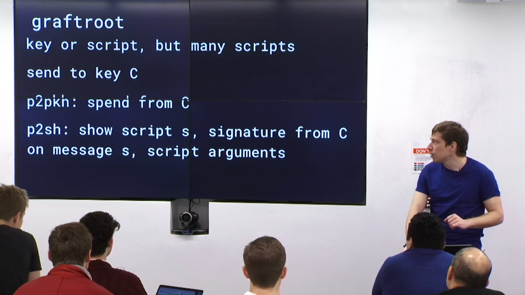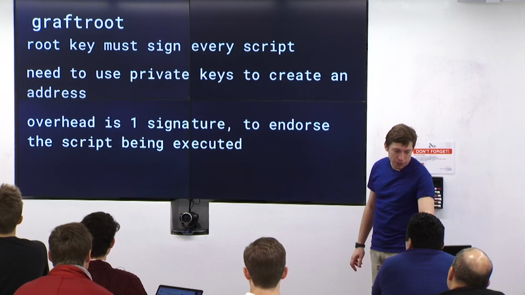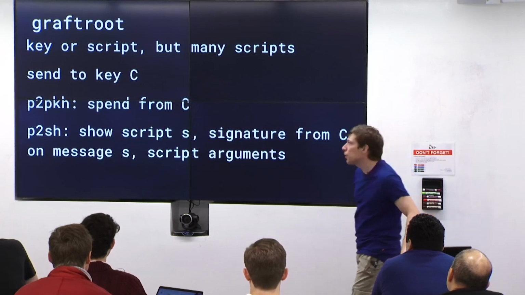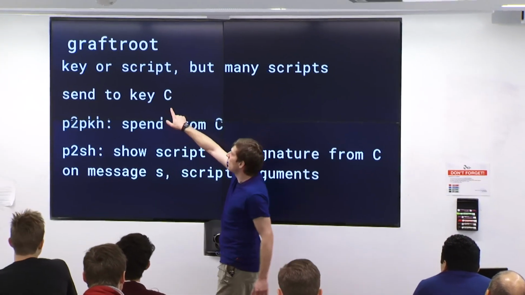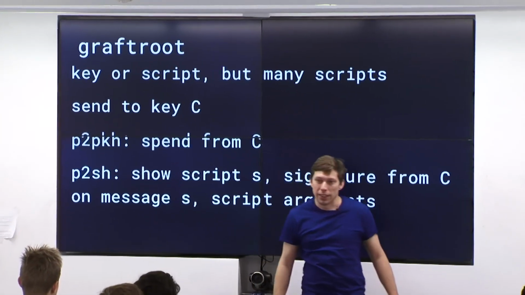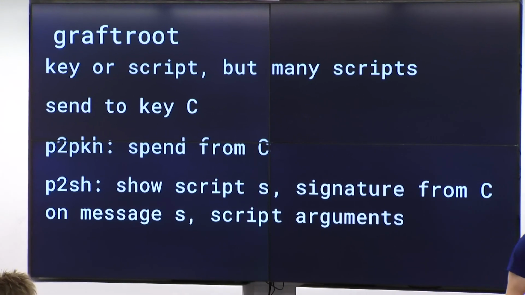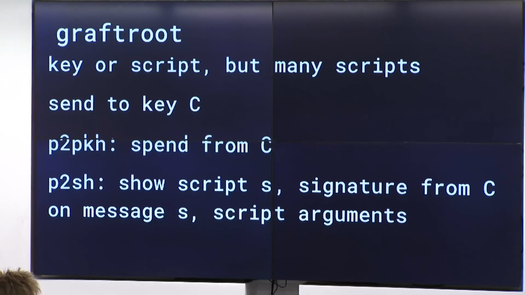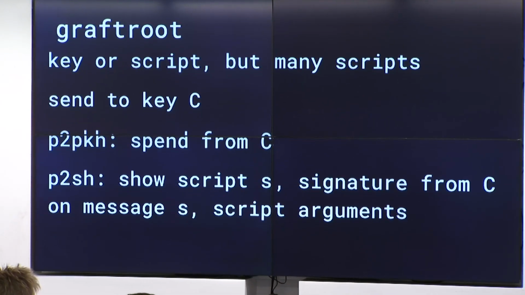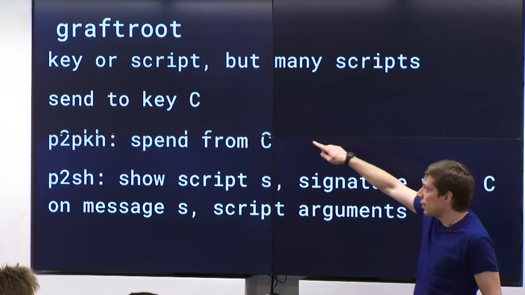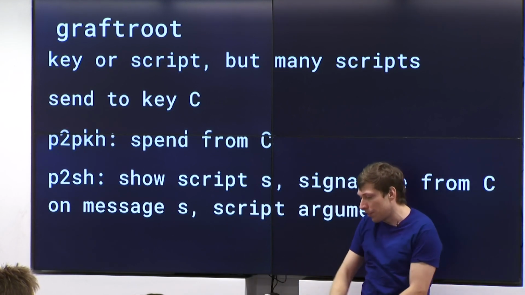It works. The problem is, one of the real problems is there is this key C, right? So there's this sort of root key that controls the whole thing. Implicit is the idea that key C endorses all the different leaves.